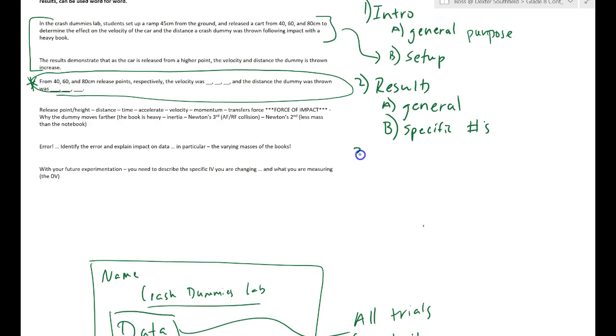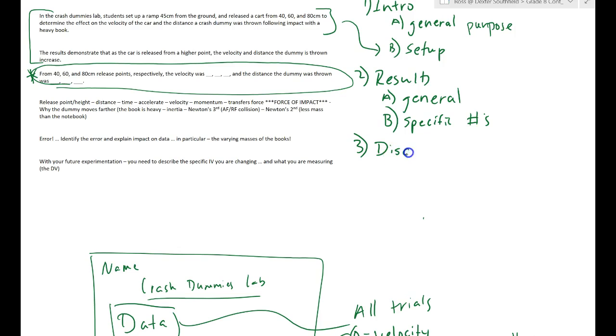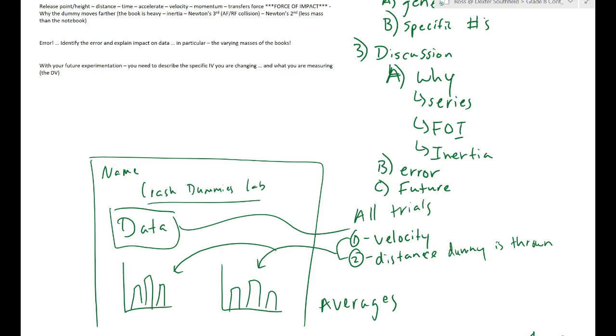We've got the discussion section. Within that discussion section, we've got a couple tasks. The first thing we need to do is talk about why those results happened. So within that why, we're going to need to talk about the series, the force of impact, and inertia. Then we're going to talk about errors. Then we're going to talk about future experimentation.